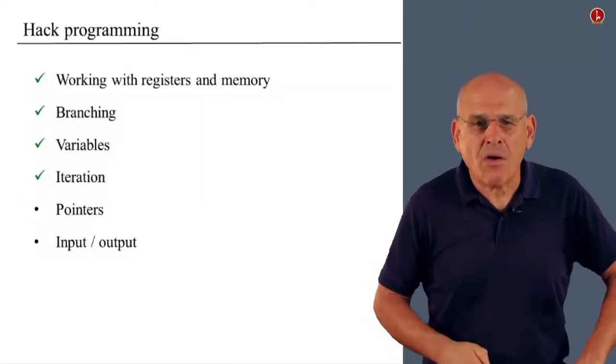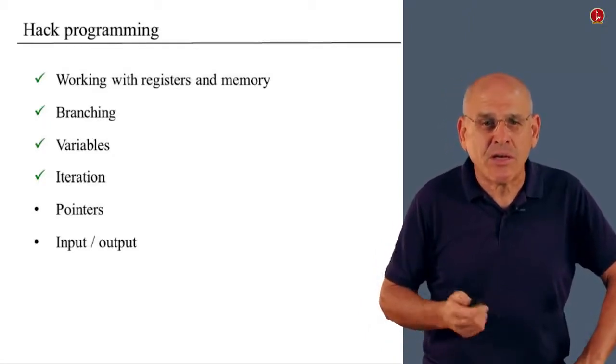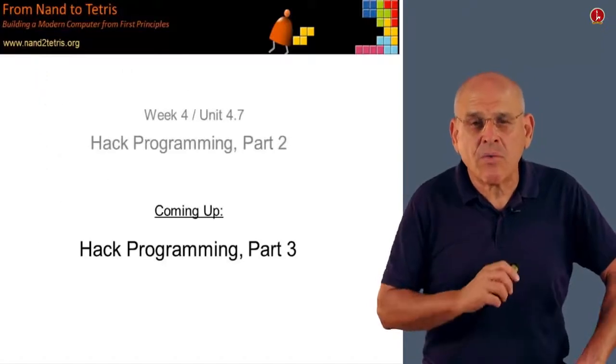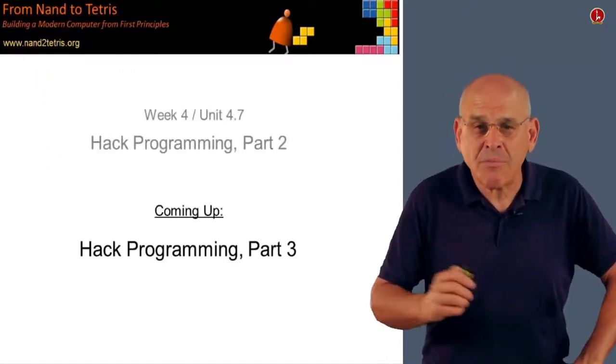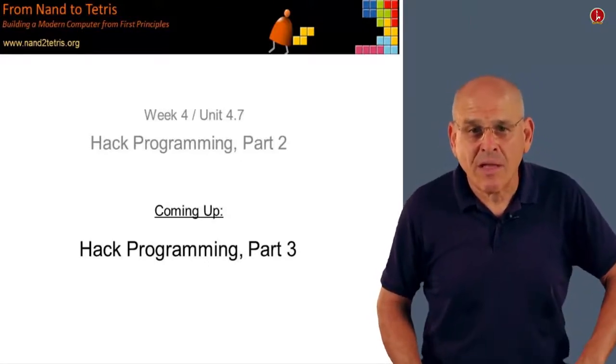All right, so this has been the unit in which we talked about branching, variables, and iteration. And in the next unit, we are going to talk about pointers and input-output, and this will be the end of our coverage of low-level Hack programming.